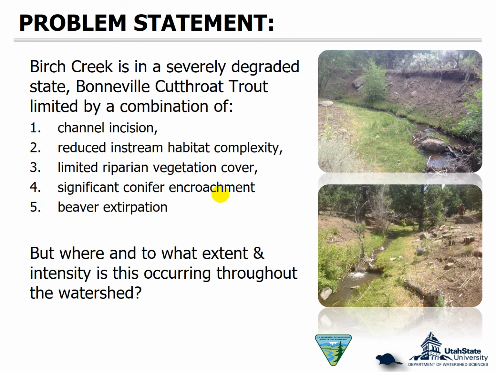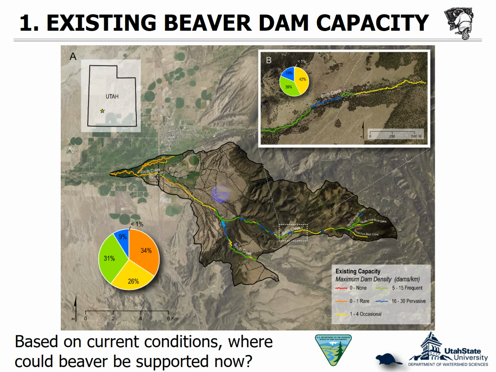So what we'd like to use BRAT for is to help us see where and to what extent this is occurring throughout the watershed, and where might beaver help us in being able to use that as a restoration tool. And so here's an output of the existing capacity model. It's based on current vegetation. Where could beaver be supported now? And we see that there are some pockets where we've got some strongholds of habitat.